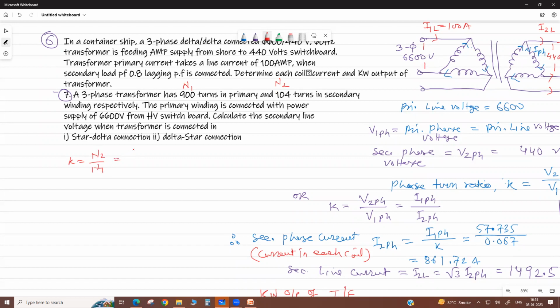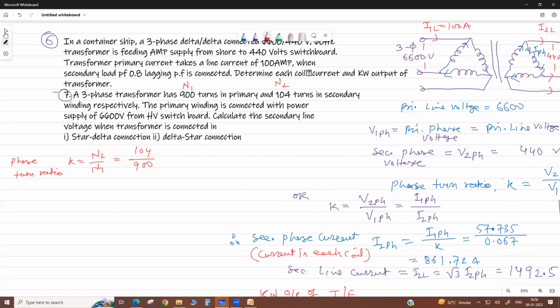It means it is 104 by 900. This gives you the phase turn ratio. Then the primary is connected to a power source of 6600 volts from the HT side, high voltage side. Calculate the secondary line voltage when your transformer is star-delta or delta-star.